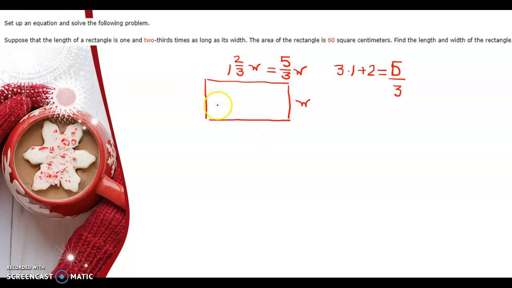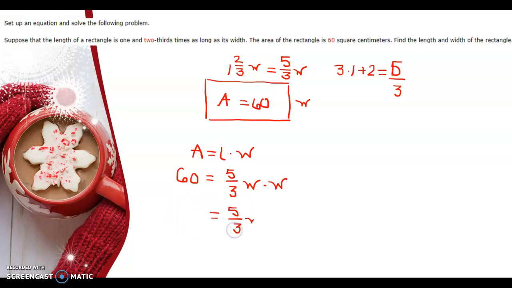It says the area is 60 square centimeters. Find the length and width. Well, the area of a rectangle is length times width. Let's plug in everything we know. Area is 60. Length is 5/3 W. And width is W. So we end up with 5/3 W squared on the right-hand side.